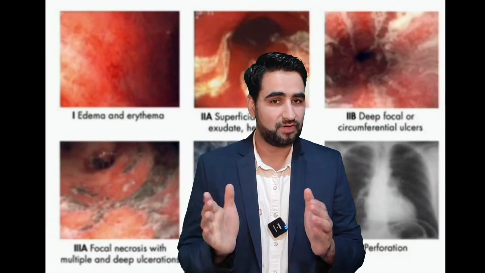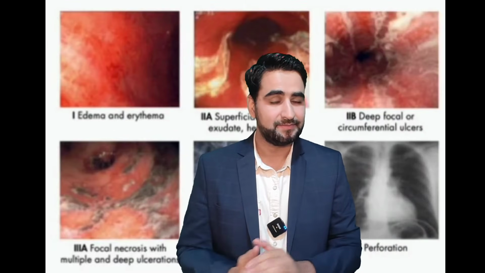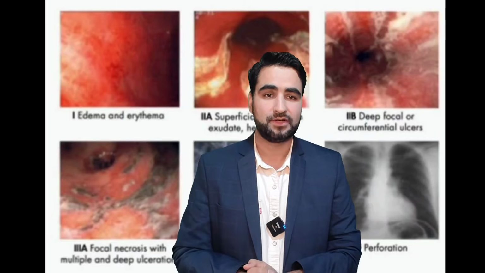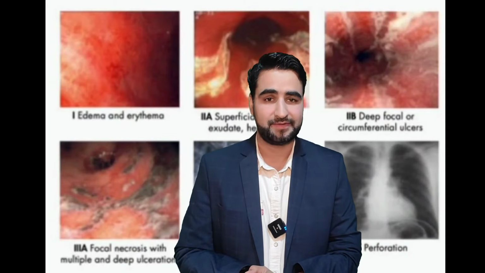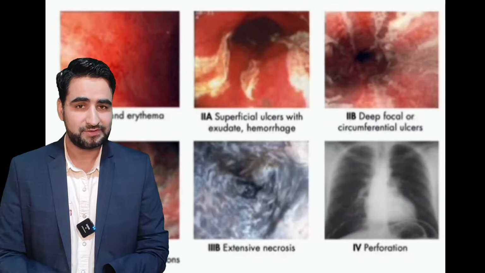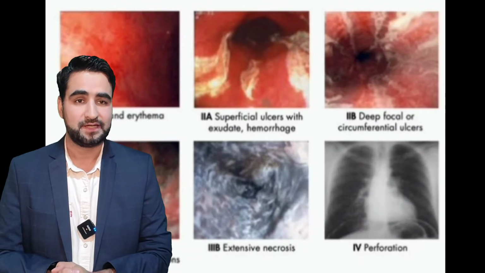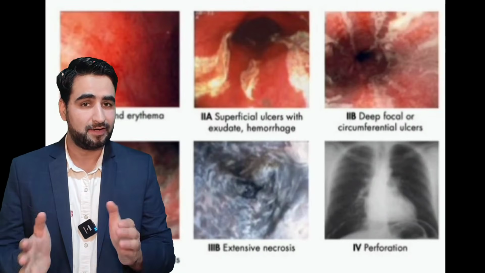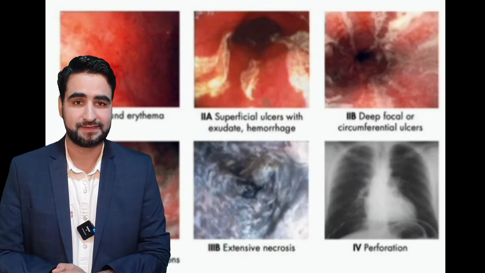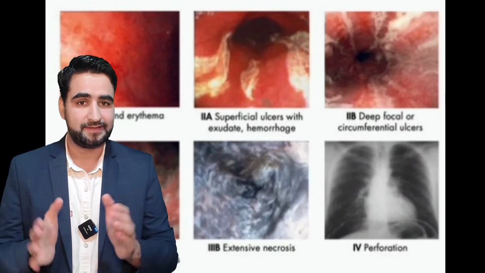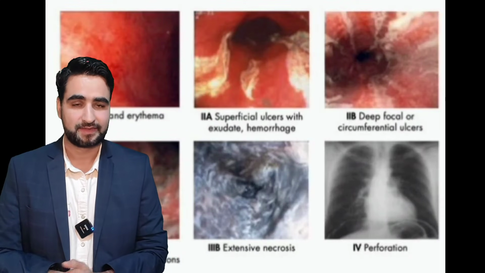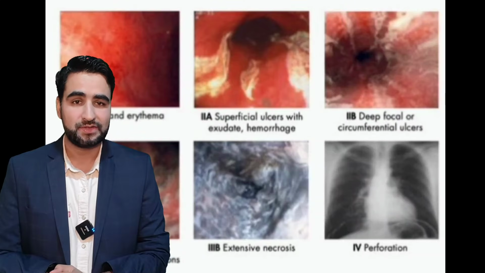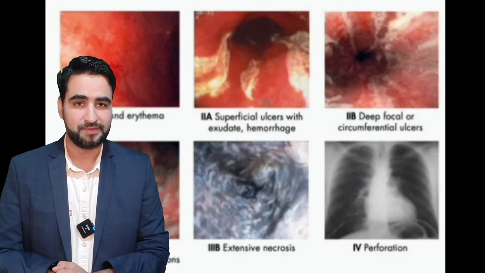Grade 0 has normal findings, Grade 1 has edema and hyperemia of mucosa, Grade 2A has superficial localized ulcers, friability, hemorrhage, and blisters. In Grade 2B, there are deep ulcers with friability and hemorrhage. In Grade 3A, there are small scattered areas of necrosis. In Grade 3B, there is extensive necrosis. This grading is critical because it predicts both acute outcomes and late stricture formation.